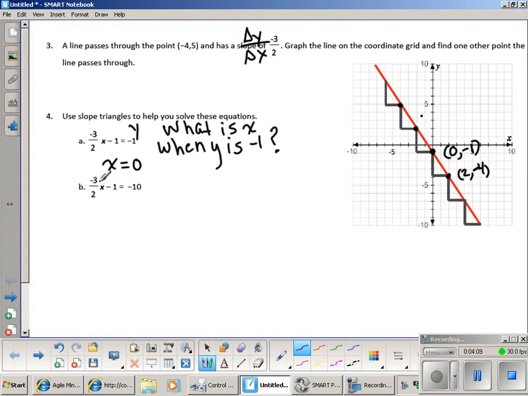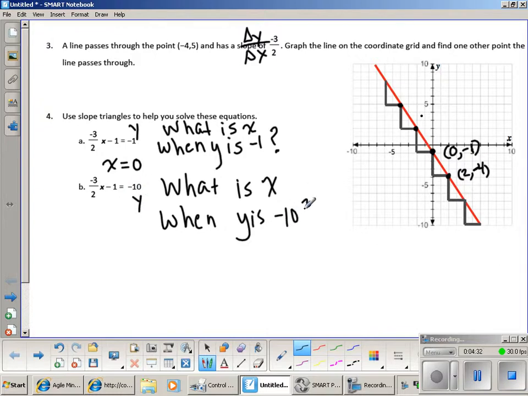Same equation, talking about this red line over here. So again, ask yourself, what am I trying to find out? Again, I'm trying to find out what is x, when y is, and what is it? Yeah, it's -10.